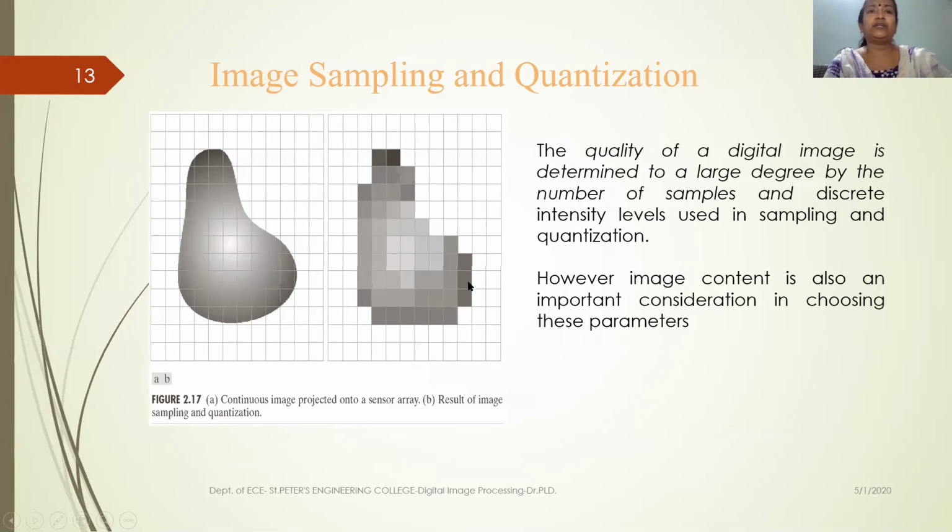These are actually called the quantized values. Even though it's not fully filled, you have considered this total block as total black. That is the sampling mechanism we are applying, and based on intensity, the total block we are giving the same intensity. That is actually called quantization. So after sampling and quantization, this is the input and this one is the output. The quality of this digital image is determined to a large degree by the number of samples and discrete intensity levels used in sampling and quantization.